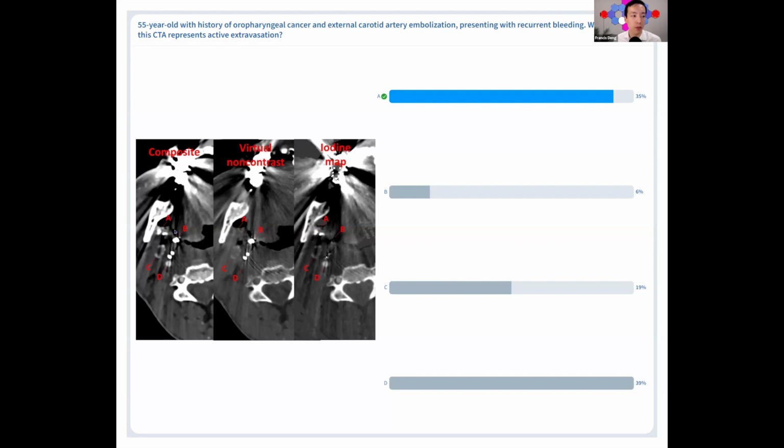So A is a pool of contrast in the oropharynx. This is due to bleeding from an external carotid artery branch after embolization coils, which are in location B, had migrated from their prior course towards the surface of the oropharynx here.